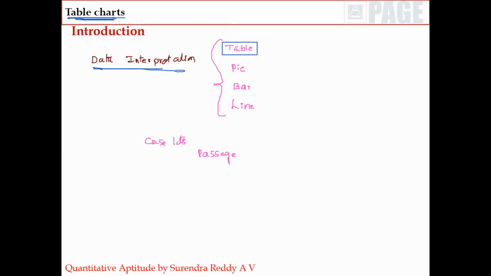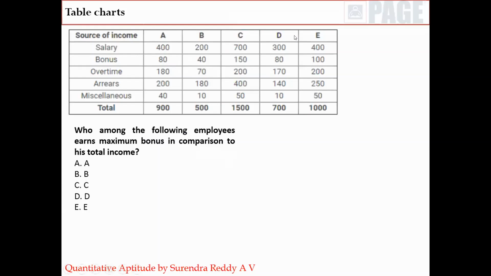Let's start the questions. Question number one. I think we already discussed how to do percentage calculations, ratio calculations, and average calculations. All this is said and done, right? So whenever we try to solve a question, try to understand the nature of the question. Here, there are some sources of income: salary, bonus, overtime, arrears, and miscellaneous. When you add all of them, you get the total income. Income is different, salary is different, right? In income, there could be some other varieties of sources. Now it is given for five people, right?